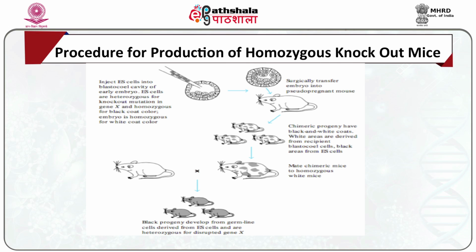If the recombinant embryonic stem cells are homozygous for a visible phenotypic marker like black coat color, and these cells are injected into the blastocyst of mice which is homozygous for white coat color, the progeny will be chimeric and heterozygous for the knockout mutation. These progeny individuals are mated with each other to get homozygous offspring for the knockout mutation.